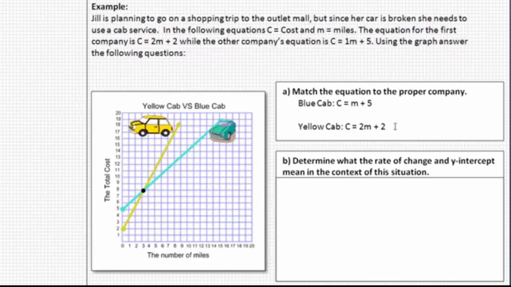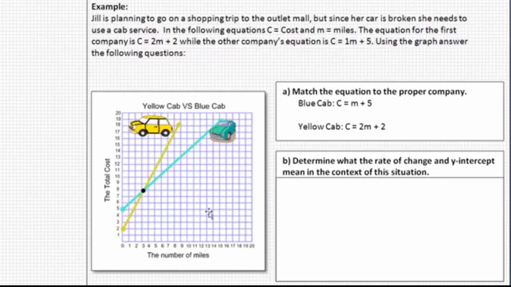So we've identified the two different relationships, the cost of the blue cab and the cost of the yellow cab in relationship to the miles, and we've matched which equation and which line goes to which company. Now we're ready to determine what the rate of change and the y-intercept mean in the context of this situation.